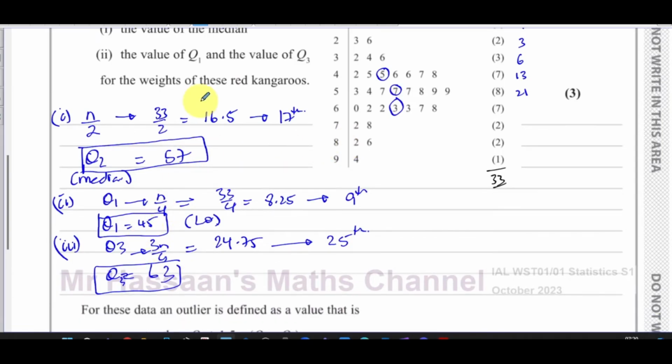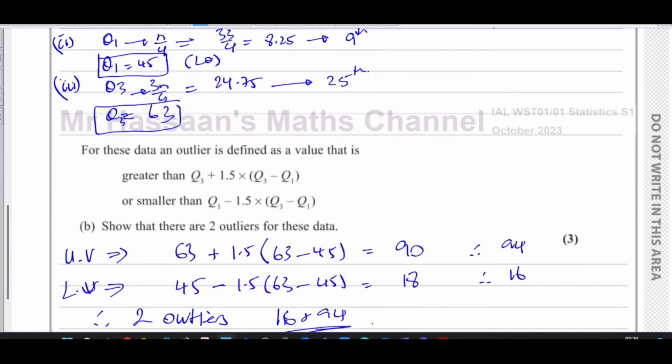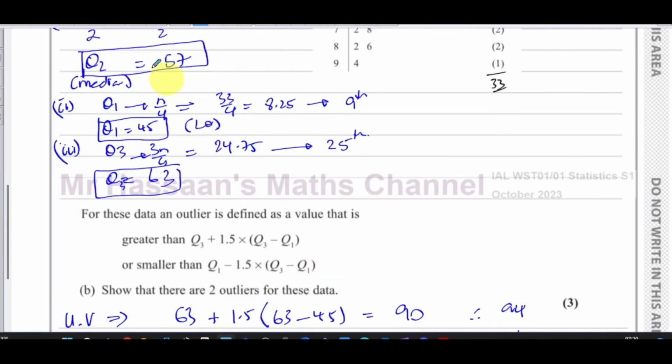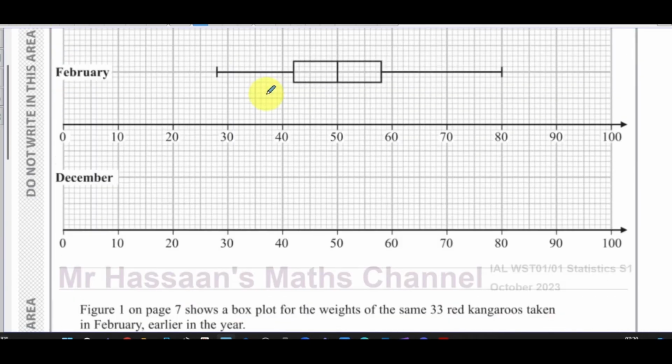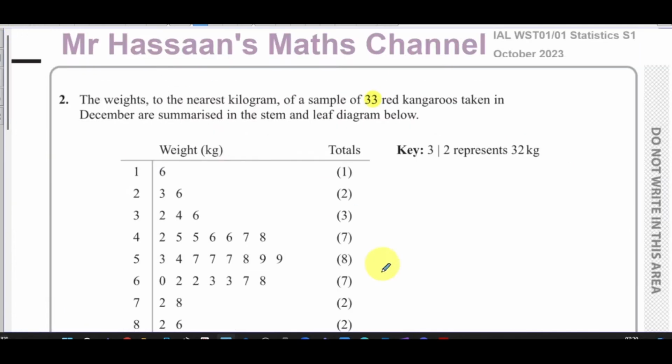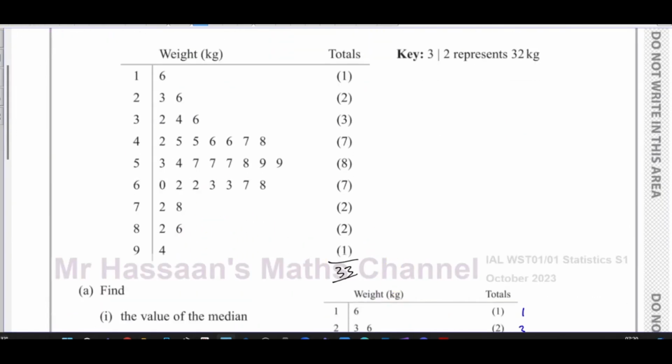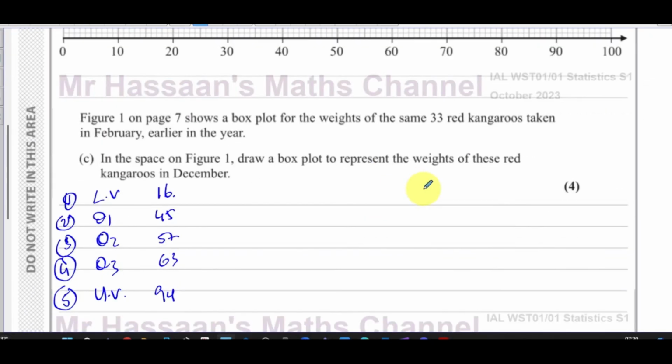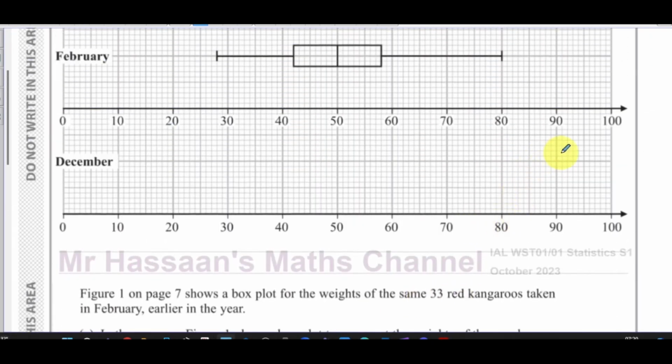45. So 45, 57, 63. And then you have the highest value, which was 94. Just to confirm, that's right. And lowest was 16. Okay. So we have all the information we need now to draw the box and whisker plot.